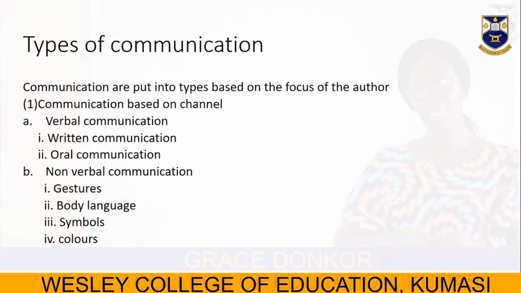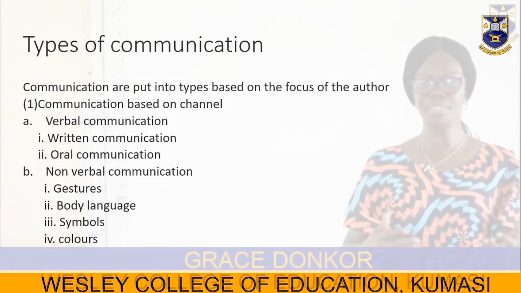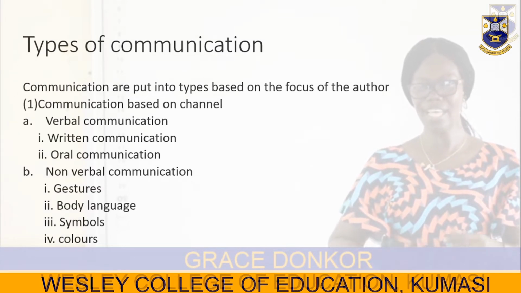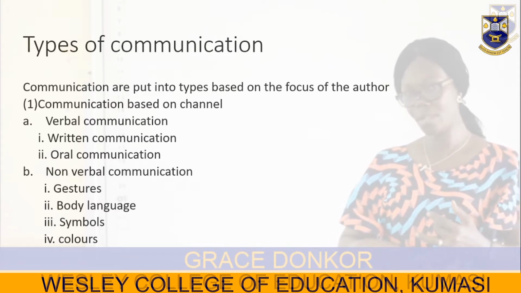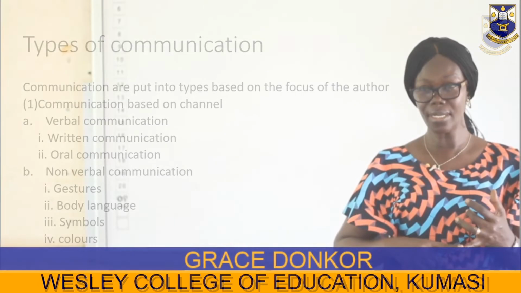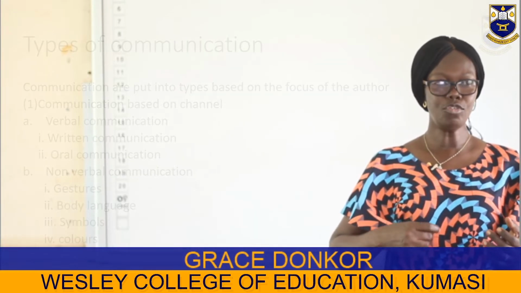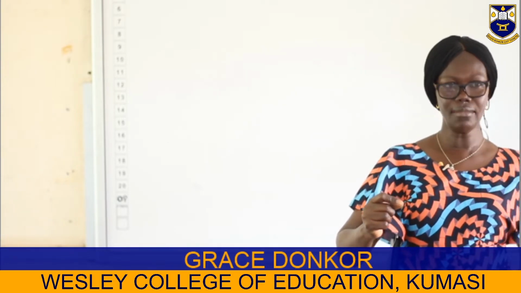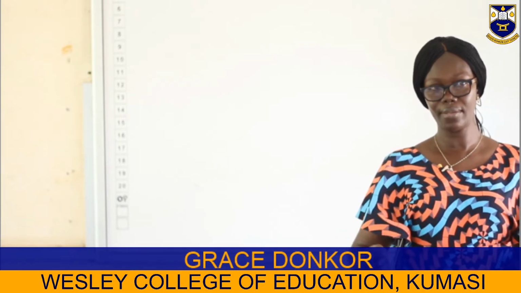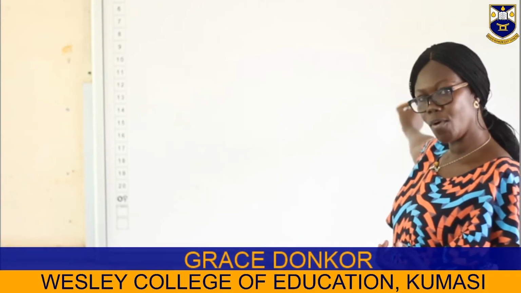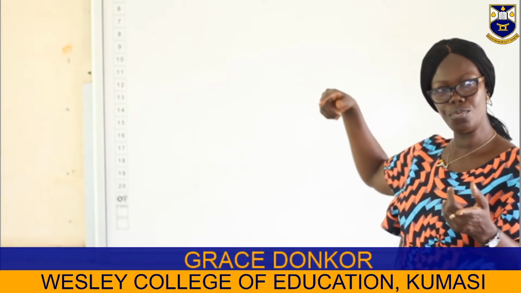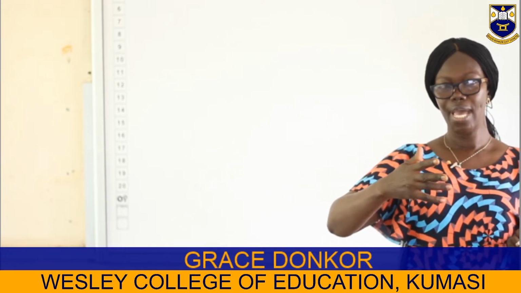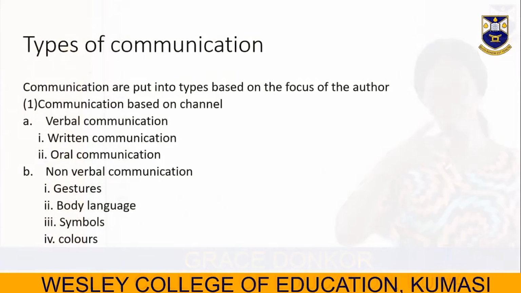Under communication based on channel, we shall take a look at verbal communication first. When we talk of verbal communication, it has to do with spoken language. And language can be either written or oral. When I want to give you information, I can write, using maybe WhatsApp or whatever. I can even write on the board and I'll communicate to you. Sometimes I would have to speak with you and tell you whatever information I have.